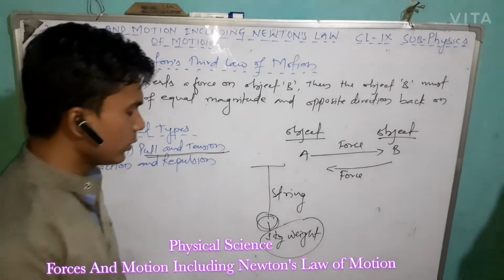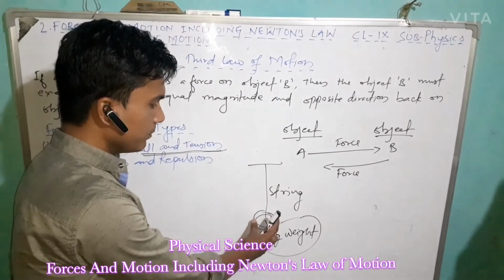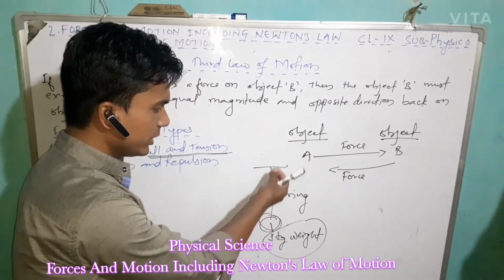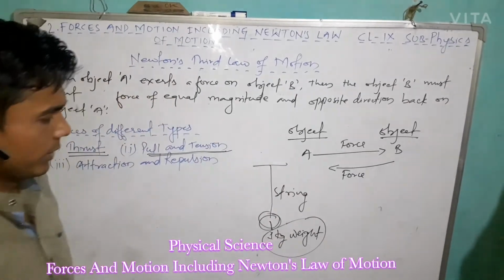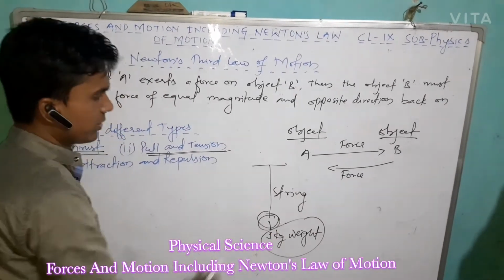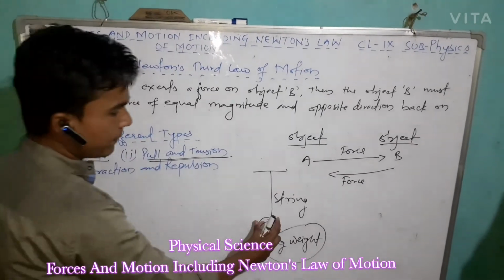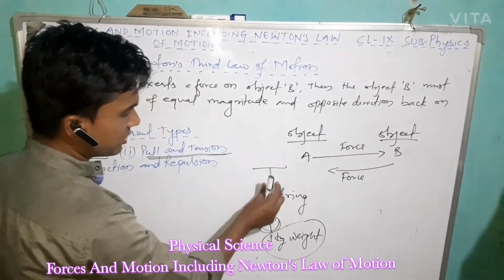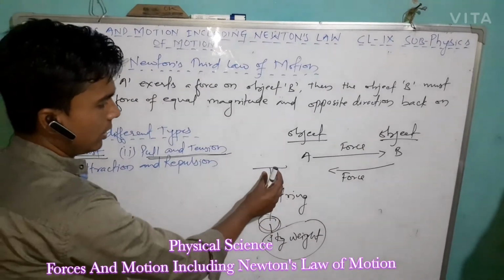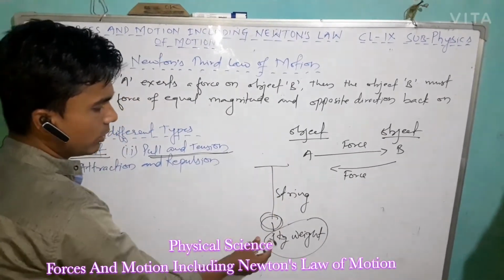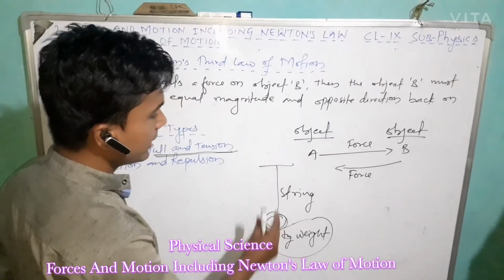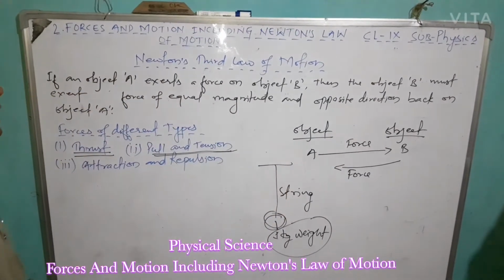Now this weight will try to pull the string downward, and this is known as pull, right? And the pressure, or the force, that the string will face because of the weight of 1 kg, that pressure or force is known as tension.